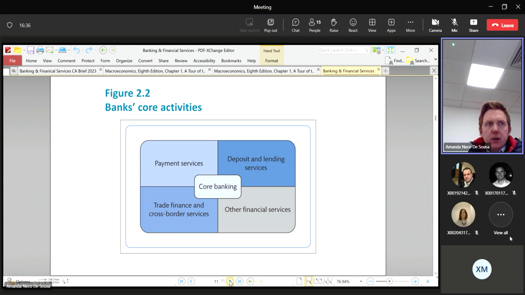Other financial services may be, for instance, the facilitation of buying and selling of some form of insurance products, and then obviously payment services where they facilitate the transfer of funds between companies and individuals, for instance. The majority of these, of course, are done electronically, but there are some that are still done via paper, such as checks.